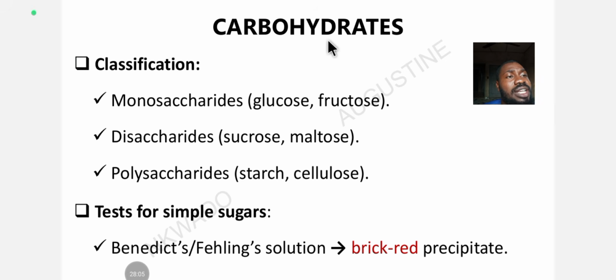Carbohydrates is the compound of what? Carbon and what? Hydrogen and oxygen. That's why they call it carbohydrates. You have the monosaccharide and the disaccharide. Monosaccharide includes glucose, fructose, and galactose. Those are the 3 monosaccharides.